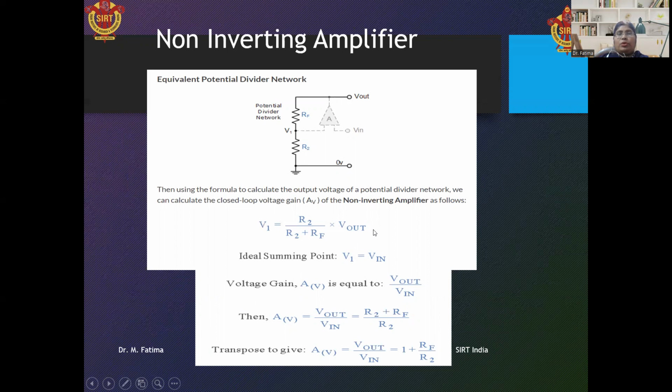Now take out the value Vout by Vin, which is equal to the gain of the non-inverting amplifier. So it is equal to R2 plus RF upon R2, that is 1 plus RF upon R2. This is the gain of the non-inverting amplifier. It means the gain of the non-inverting amplifier depends on the value of the feedback resistance and the R2 resistance. That is, the gain depends on the feedback network. Here the positive signs appear, there is no negative sign. That's why the output voltage will be in phase with the input voltage.